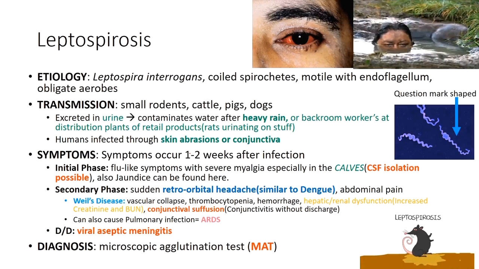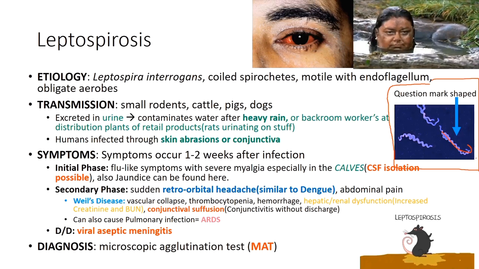So now on to one really interesting bacteria known as leptospirosis. This is caused from Leptospira interrogans, and this is a coiled spirochete, and it's motile with endoflagellum. They are obligate aerobes, and they actually have this question mark shape. You can see this little question mark curl at the end. That is your Leptospira interrogans.